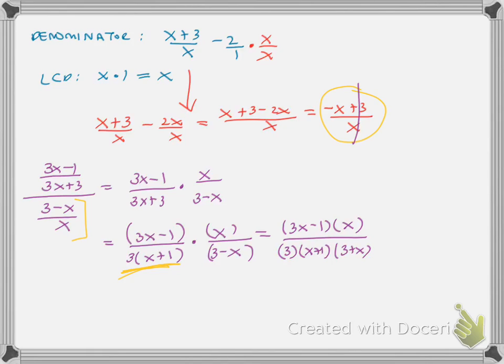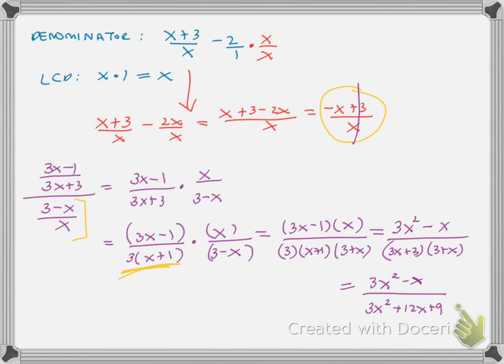And so now we can multiply through. So our final answer will be 3x squared minus x, right? All over, I'm going to multiply that 3 back through. I actually skipped the step because I want to make sure you understand it, so you should do this on your own. But our final answer should be 3x squared minus x, divided by 3x squared plus 12x plus 9.